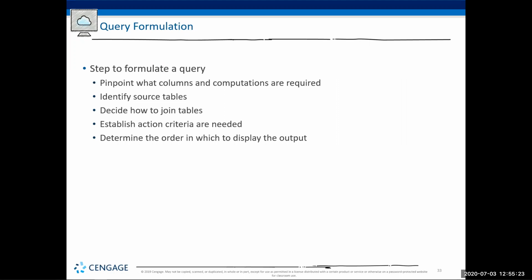So, steps to formulate a query. It's straightforward. You pinpoint what columns you are asking for. Identify your source table, and decide how to use join. Again, don't try to write select, nested select, a lot of where. Sometimes join will satisfy a lot of those complex where conditions.